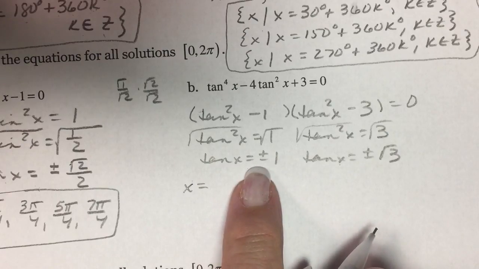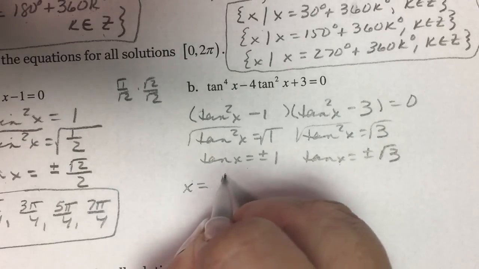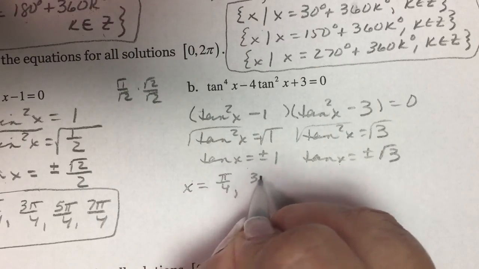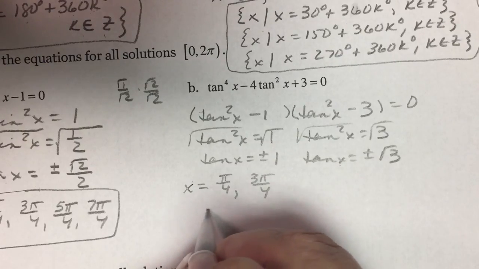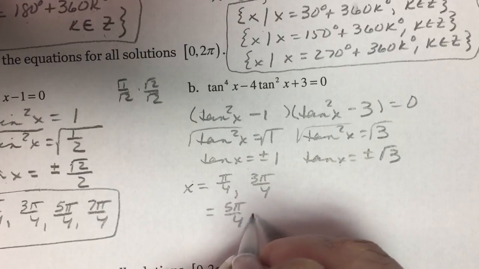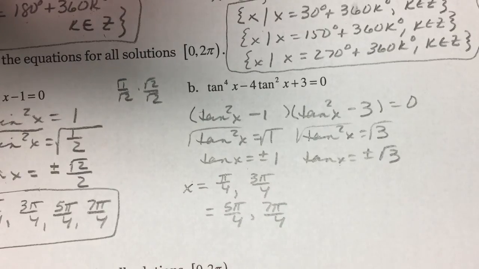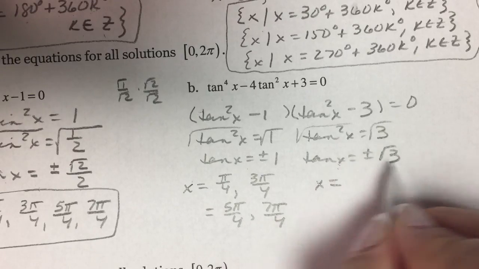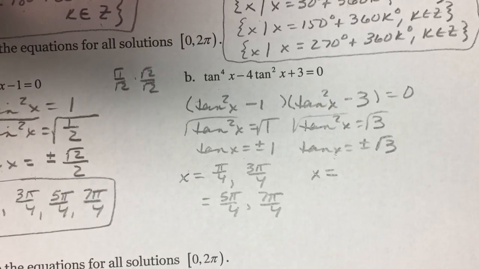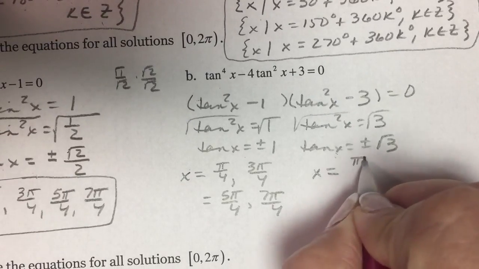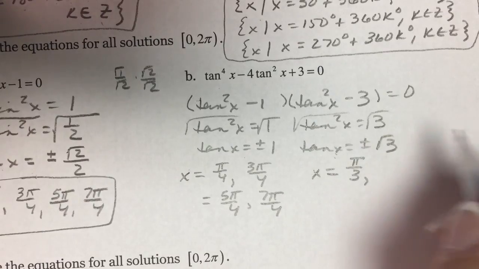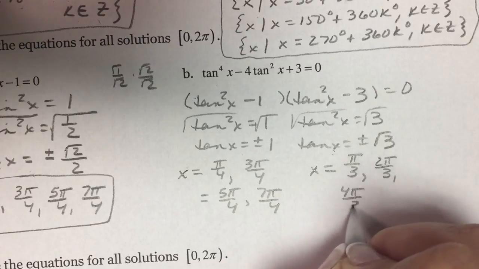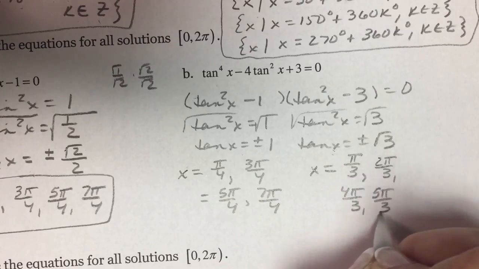In the first quadrant, what angle has a tangent of 1? Well, that's pi fourths. And then going around, it would be 3 pi fourths. It would be 5 pi fourths. And it would be 7 pi fourths. Now if we go to this guy, what angle has a tangent of root 3? Well, in the first quadrant, tangent of root 3 means it's pi thirds. Then going around my unit circle, it would be 2 pi thirds, 4 pi thirds, and 5 pi thirds.